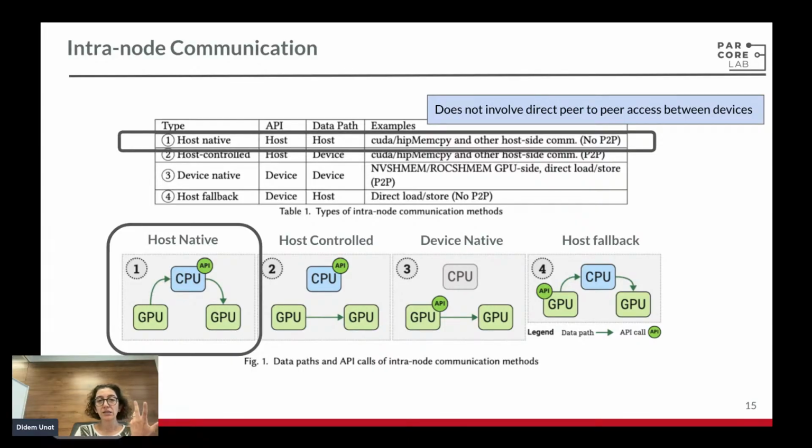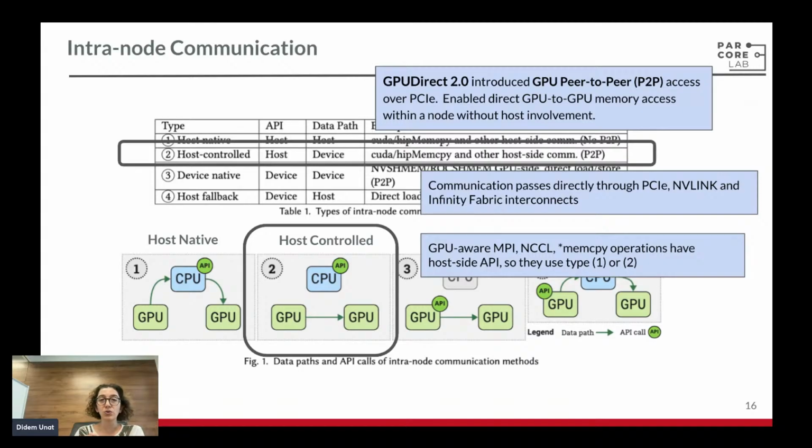Okay, and the second category that I will talk about is host control. With the introduction of GPUDirect 2.0, which introduced GPU peer-to-peer access over the PCI bus, it enabled direct GPU memory access within a node without the host copy. So going from 2 copies, we reduced to 1 copy, and now a GPU can read or write directly, make a copy to another GPU directly. The communication passes directly through PCI, NVLink, or Infinity Fabric interconnects in these cases.